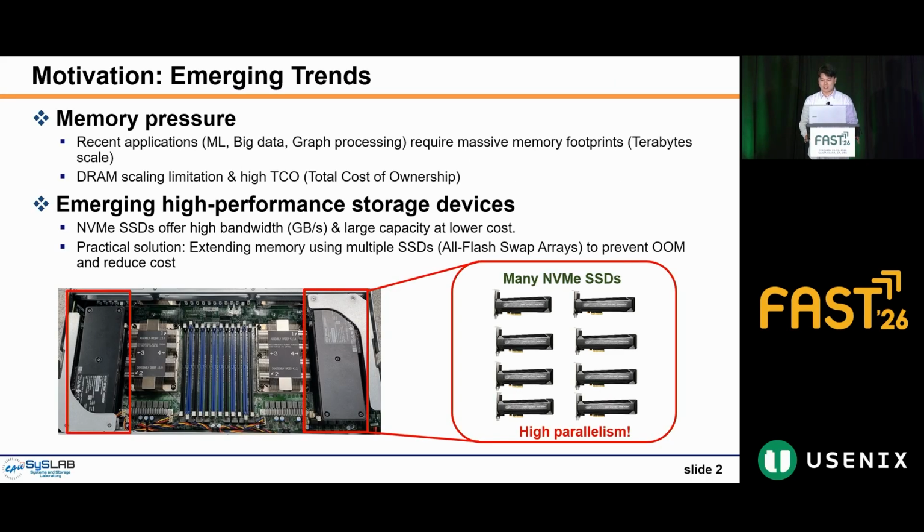First, let me explain the motivation. Today, many workloads need a lot of memory, like machine learning, big data, graph processing. But DRAM is expensive and it is hard to scale DRAM to very large sizes. So the total cost becomes high. At the same time, NVMe SSDs are much faster now. So we can use SSDs as swap space to extend memory, especially when we have multiple SSDs.